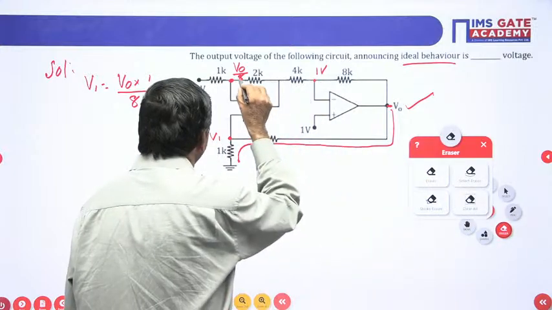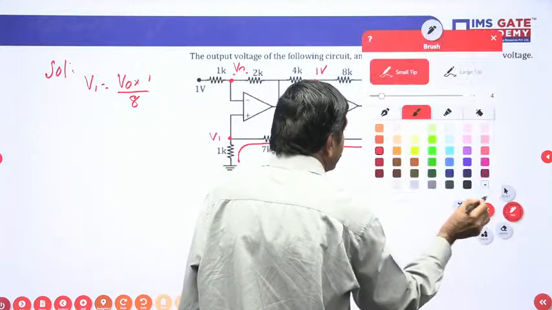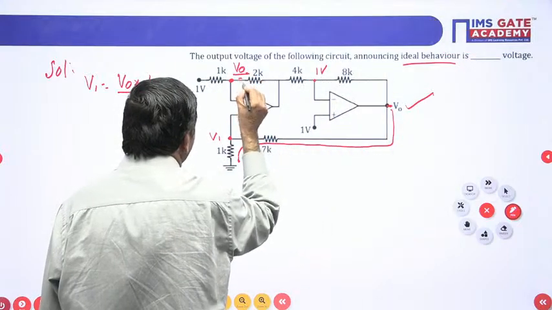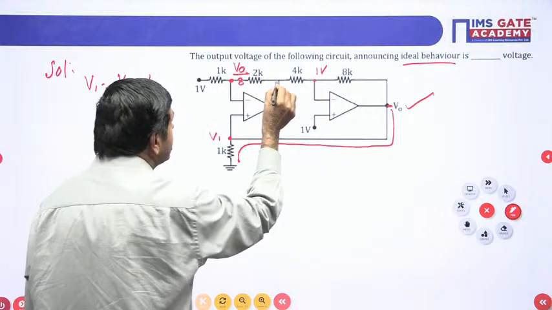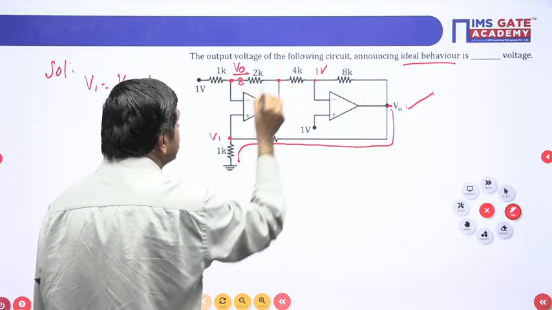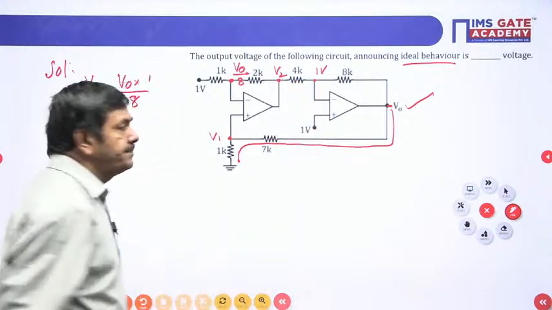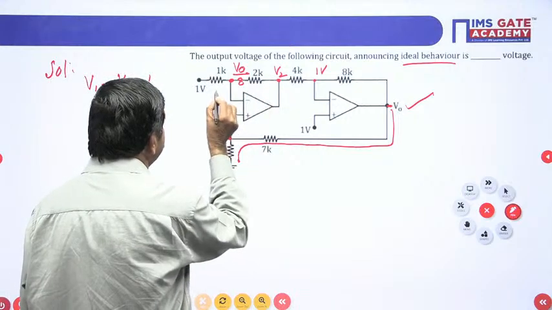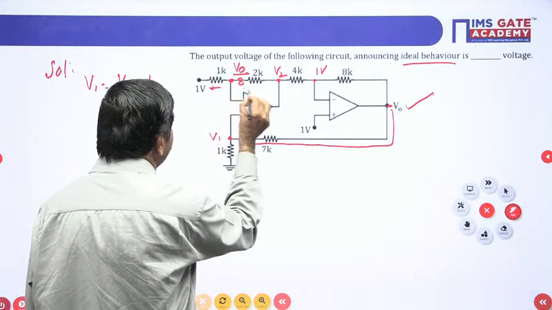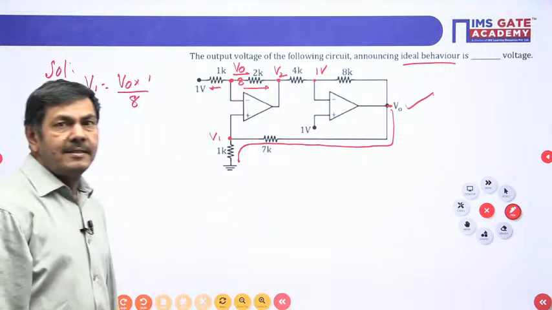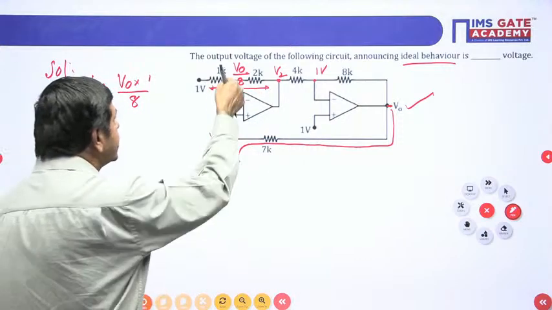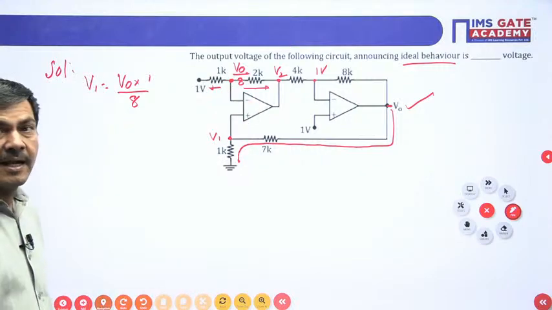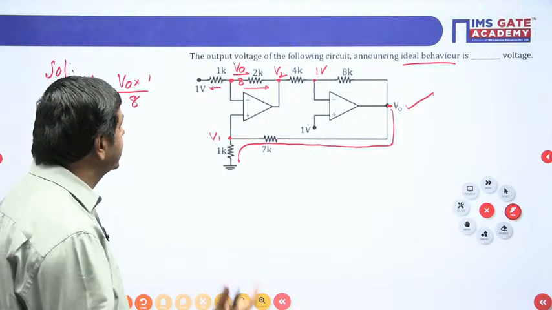I am writing clearly now. This voltage also V naught by 8 I said. This voltage is V1. This voltage I wish to take as, already V1 is over, this voltage I want to take as V2. By using the nodal analysis, I can determine what is V2. This current plus this current equal to 0. It doesn't flow any current across this negative terminal. The reason behind it is the operational amplifier is ideal. In the ideal case, you find infinite resistance.